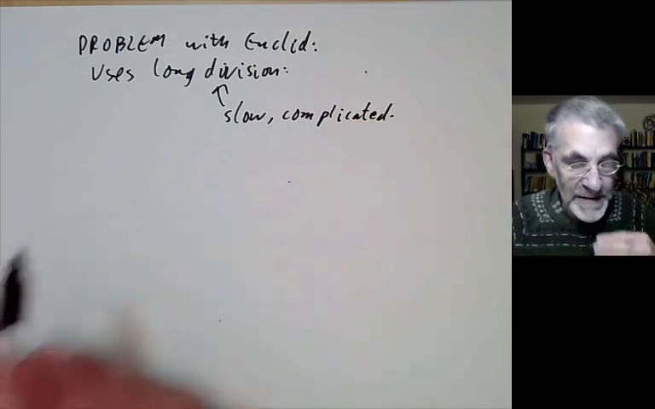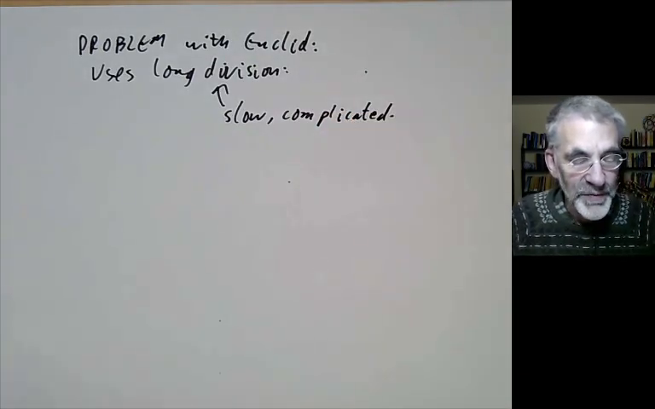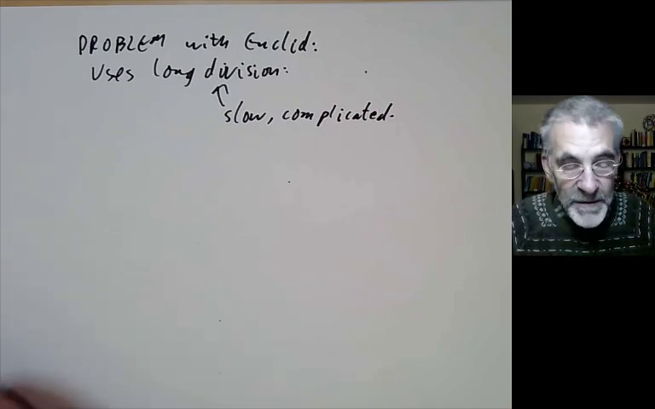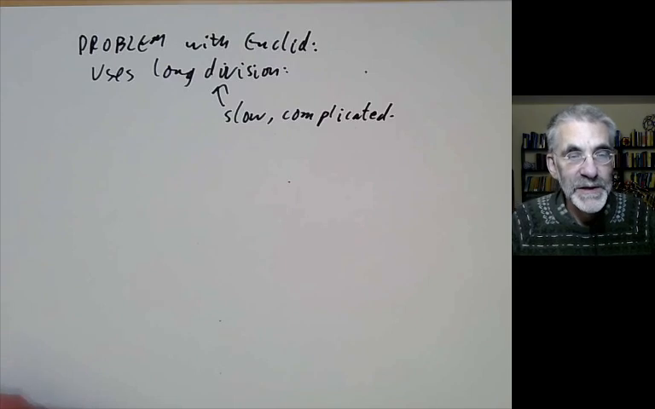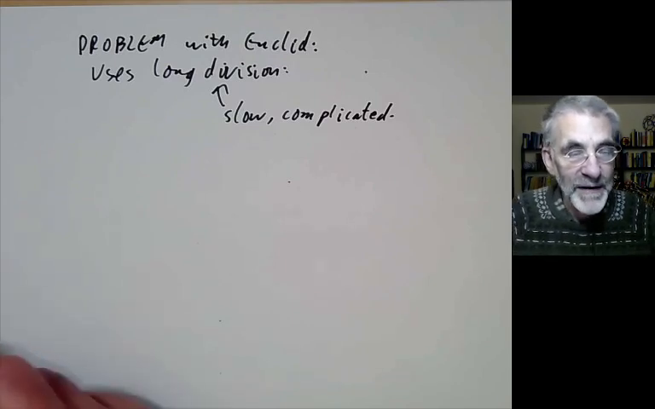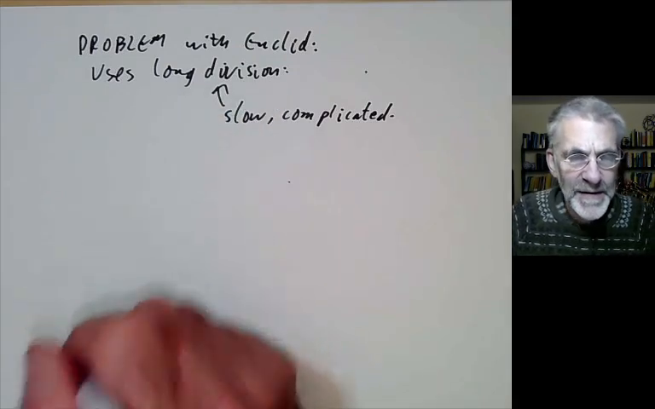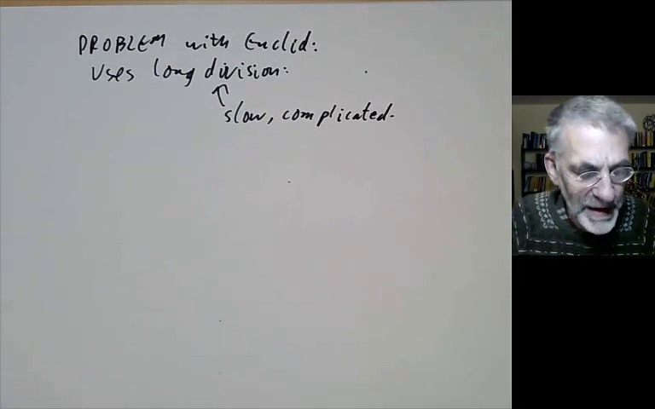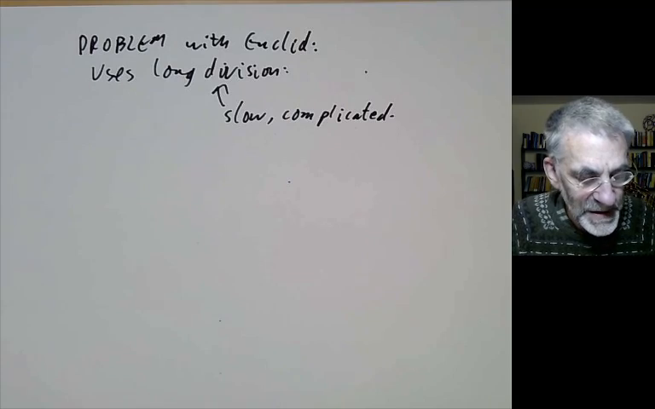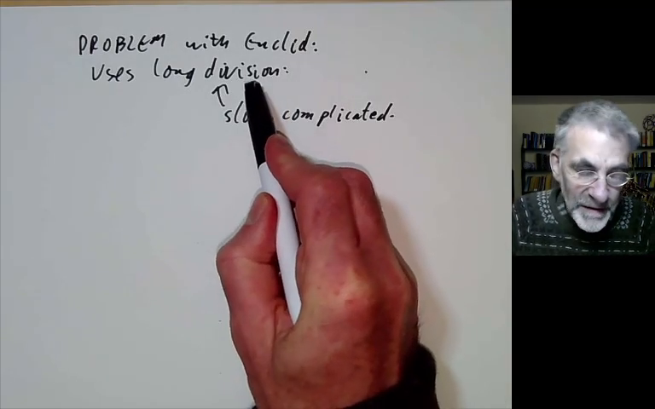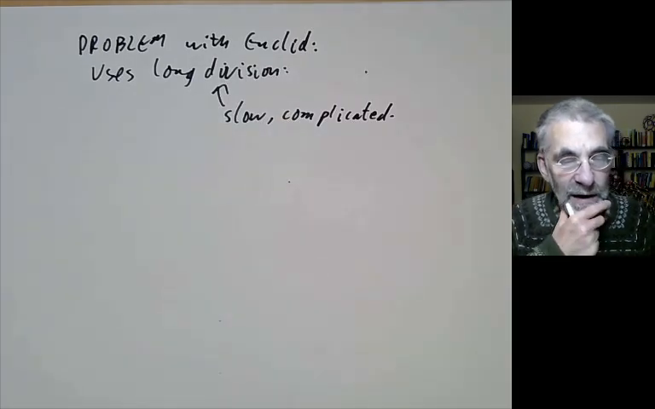Well, you might say this isn't a problem because all computers these days have long division built in. Well, they don't if your numbers have hundreds of digits. So if your numbers have hundreds of digits in them, you need to program long division in software. And this is really rather slow and complicated. And you want to avoid it if possible. In fact, multiple precision long division is hard, even in hardware.